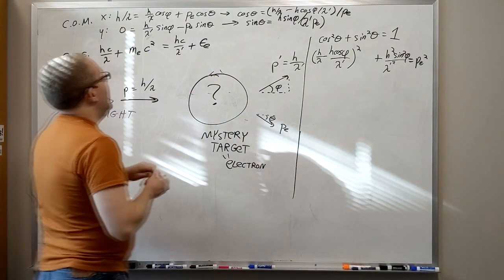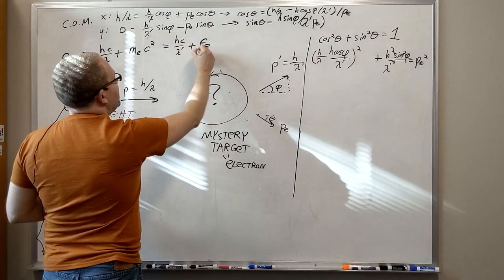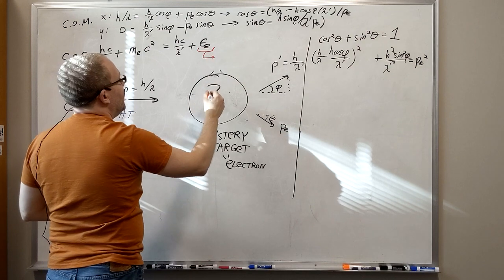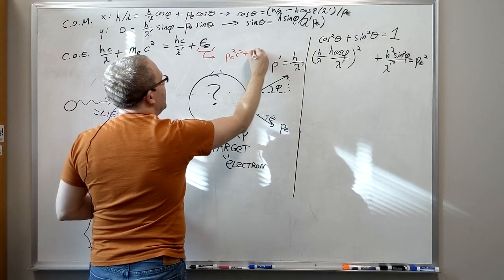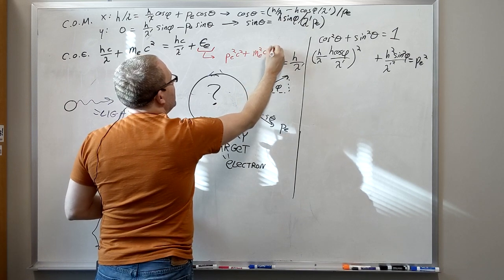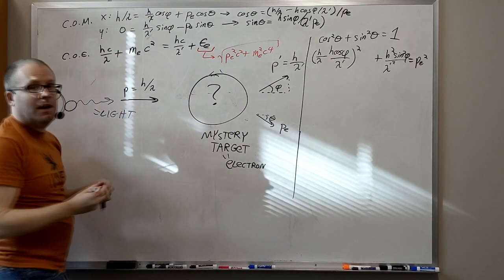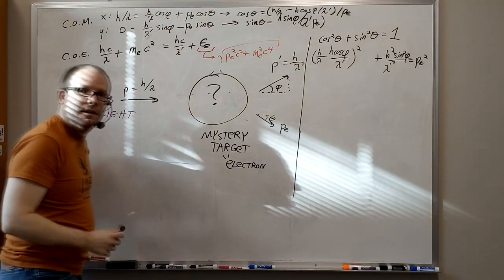That's going to be useful because this energy of the electron is going to equal the square root of PE squared C squared plus ME squared C to the fourth. That just comes from special theory of relativity.